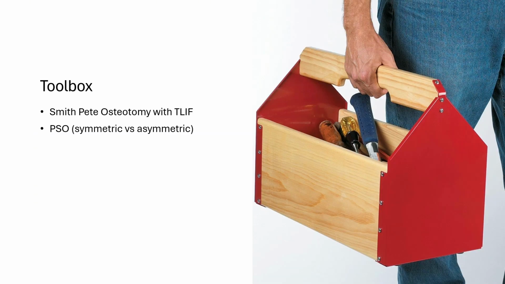Sounds pretty simple, but the toolbox that I've traditionally had consists of two main things: Smith-Petersen osteotomies with TLIFs and pedicle subtraction osteotomies. Each one is good and bad, and you use the one that you need based on the desired amount of correction. Typically, Smith-Petersen osteotomies with TLIFs were my workhorse when I didn't have a fused spine. So if I had a flexible spine, that's what I would use. But as was highlighted in the first session, TLIFs have a lot of disadvantages: cage settling, kyphosis, lack of fusion.